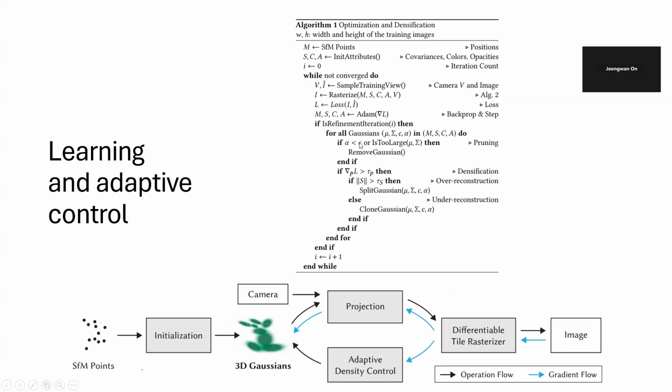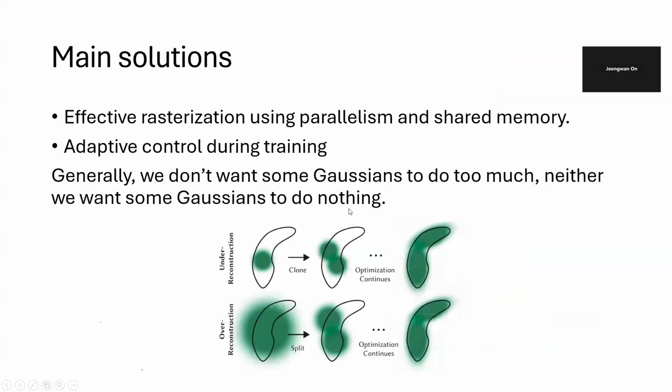We will remove a Gaussian if it's too small, if its opacity is too small, so that it is basically invisible to the eye, or if it's too large, then we will remove this Gaussian. And after this, we need to recognize where the under-reconstruction and over-reconstruction is.